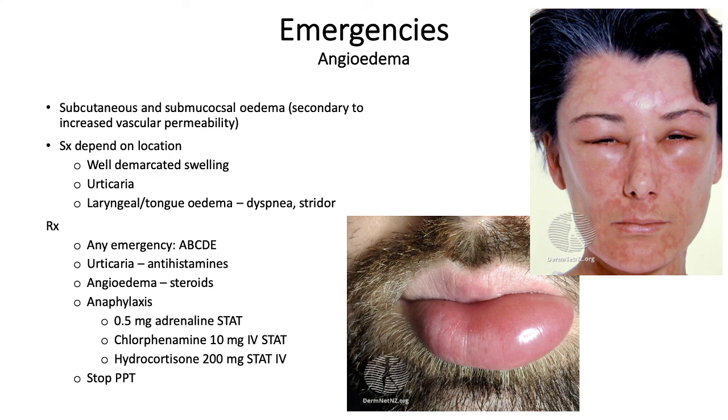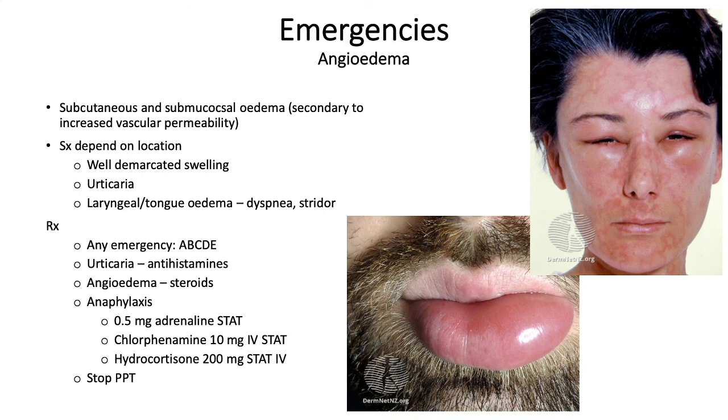It's a result of edema due to increased vascular permeability, and there are many causes. It can be hereditary, idiopathic, drug-induced or antigen-driven. You can get urticaria alongside angioedema. Symptoms depend on location, so one of the main things we'd be concerned about is airway compromise.